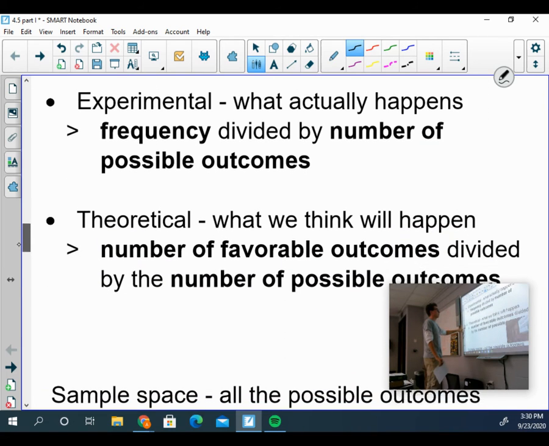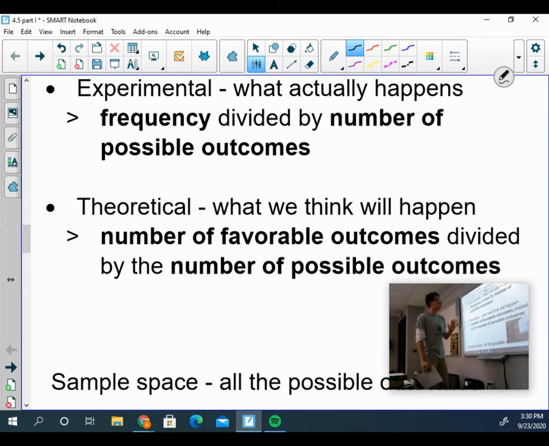Now, there are 2 types of probability. Again, if that went too fast, feel free to go back and pause the video on the definition, because I do want you writing these down. Experimental probability. This is what actually happens. That's going to be how often something occurs divided by the number of possible outcomes. This would be if I rolled a die 7 times and I counted how many 4s I got or how many even numbers I got. However many even numbers I got divided by how many times I rolled the die.